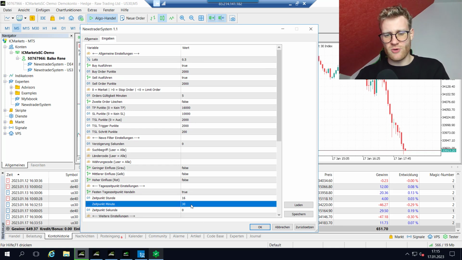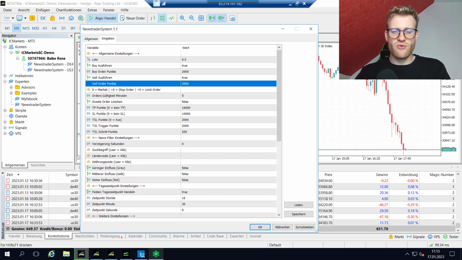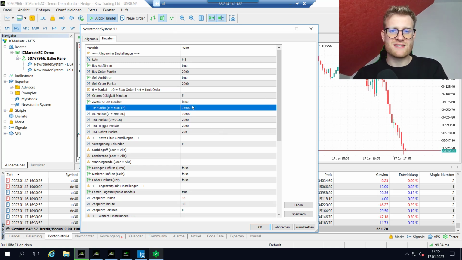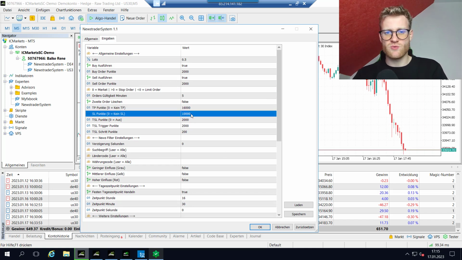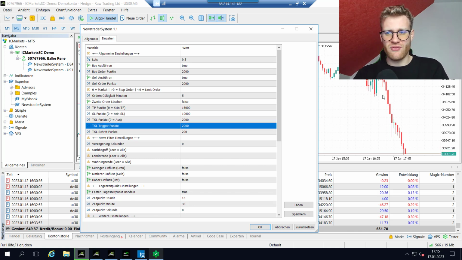Here at 16:30, which is the opening of the US markets, I just place 2 orders. The buy stop order is 2,000 points above the current market price at this time, and the sell stop order is 2,000 points below this price at that time. Orders stay active for 5 minutes at maximum, and the TP is 160 index points away. The stop loss is 100 index points away. The trailing stop starts working after 20 points of this index, and it trails at a distance of 20 points. And that's it. That's the whole strategy.